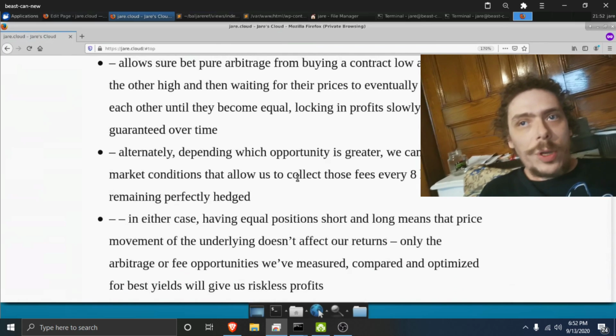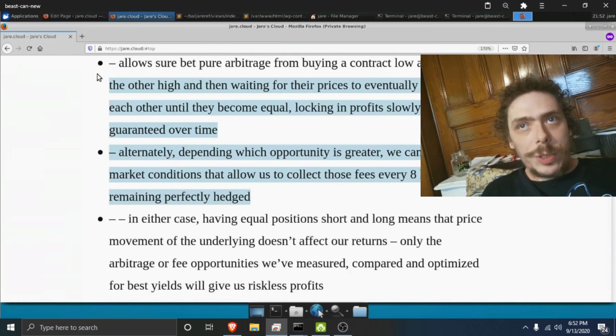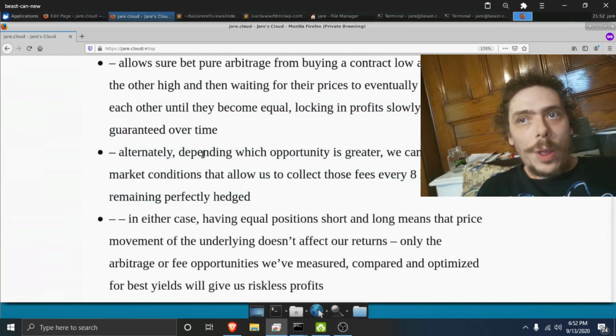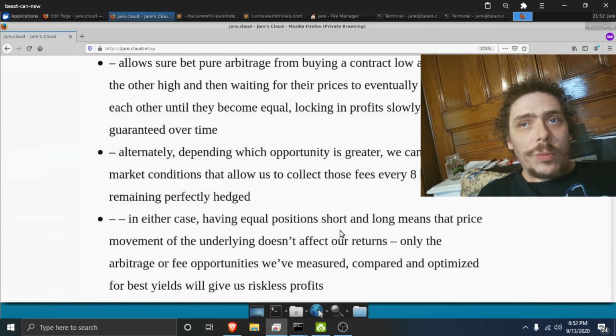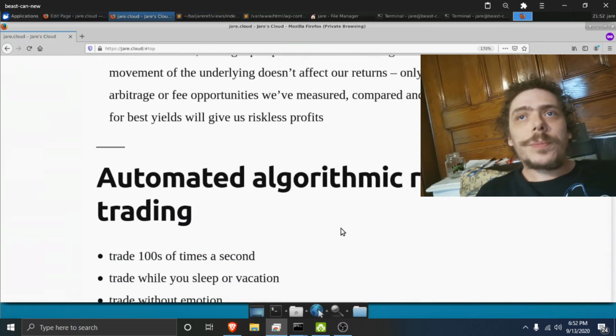Only the arbitrage or fee opportunities that we've measured and chosen here, one of these is going to be higher than the other, compared and then optimized for best yields, will give us riskless profits.